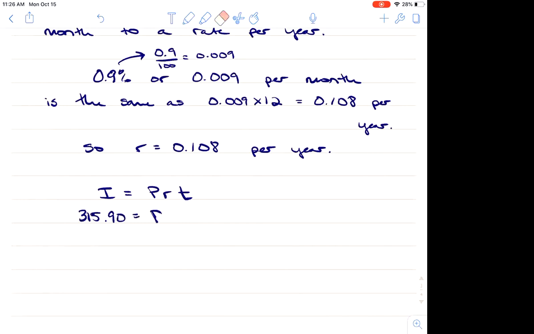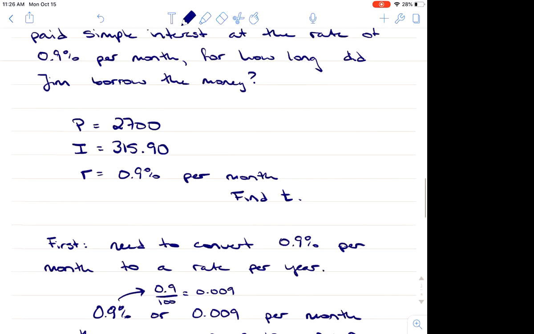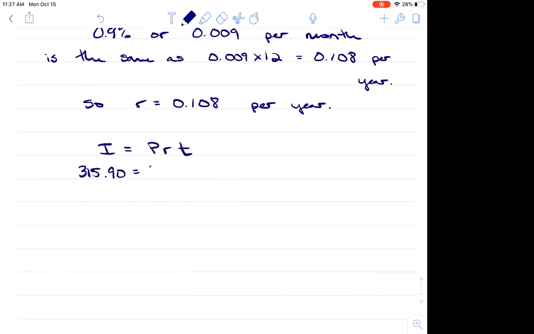P, sorry, we know P was the 2,700, so 2,700. The rate we just decided was 0.108, and T is the one we want to solve for. Okay.